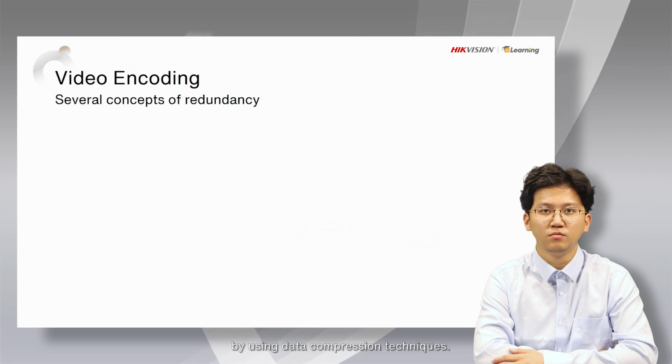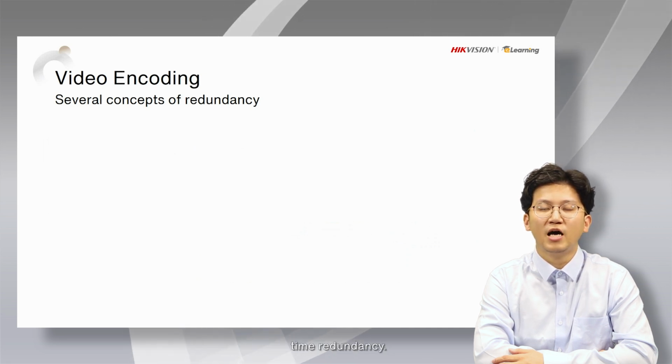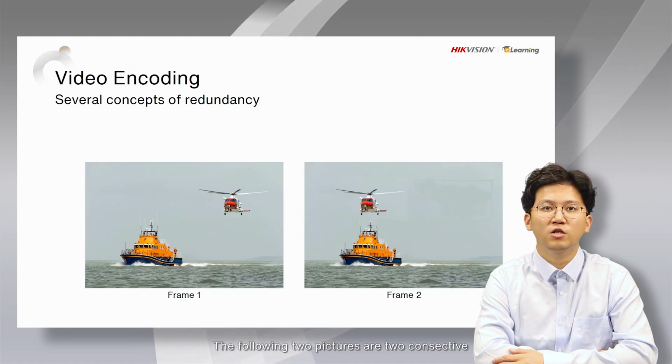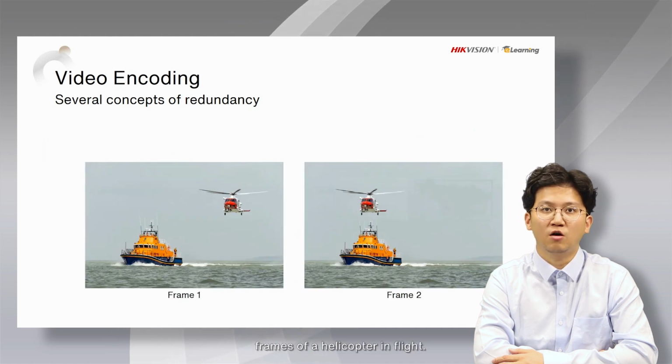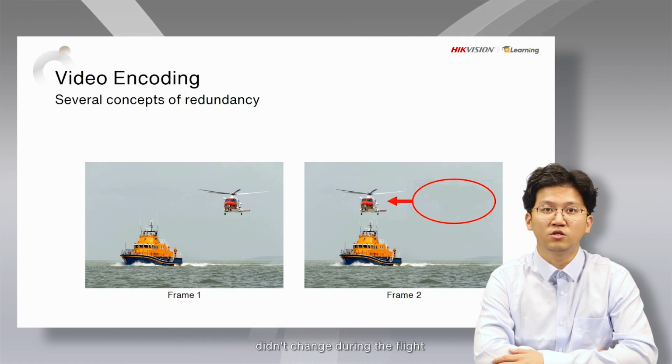Okay. So now let's look at another definition of redundancy, time redundancy. The following two pictures are two consecutive frames of a helicopter in flight. So what kind of redundant information is there in this picture? We found that the boat in the background didn't change during the flight of the helicopter, right?